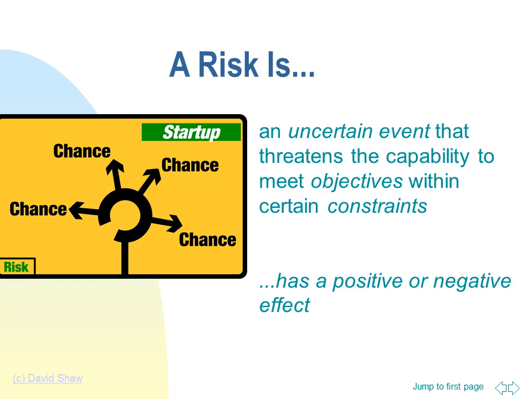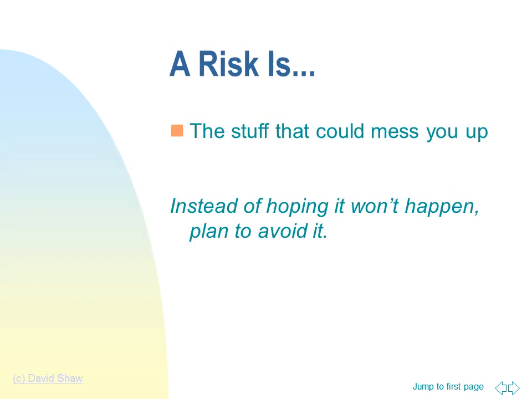So what is a risk? A risk is an uncertain event that threatens a capability to meet objectives within certain constraints. Note the emphasis on uncertain event. It is something we know, but it may or may not happen. It might rain at the barbecue, but then it might not. Note also that the PMBOK defines risks as both negative and positive events. For this presentation, we will define risks as negative events. So a risk is the stuff that could mess you up, and instead of hoping it won't happen, we should plan to avoid it.